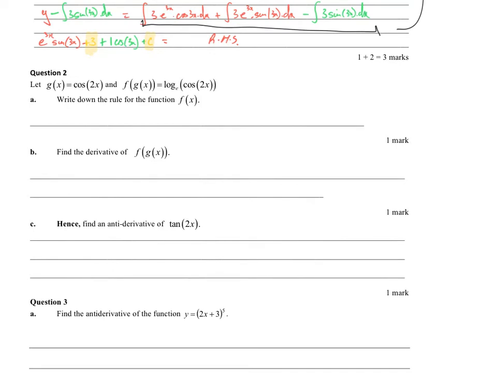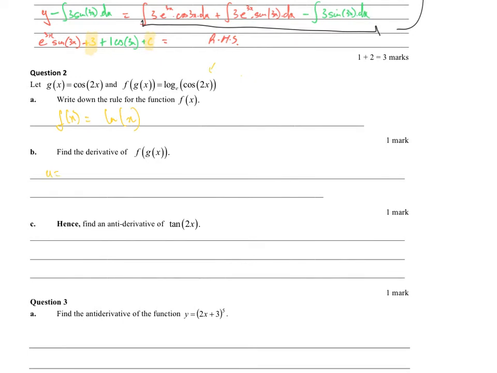Righto, let g of x equal cos 2x and f of g of x equal natural log of cos 2x. So straight away you can see that we've substituted that cos 2x into the log function. So I'm thinking f of x is equal just the natural log of x. And then if I put cos 2x in there, that seems to fit okay. Find the derivative of f of g of x. So the derivative, we have only one representation. We've got two different functions, but there's only one x there. So that sort of says to me chain rule.